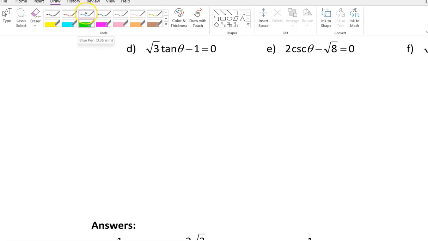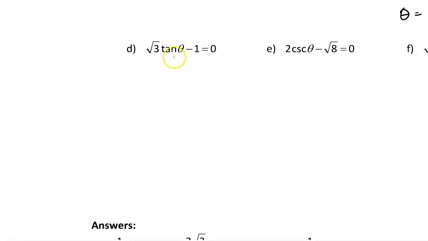One more thing is we actually need to isolate the tan theta first. So in this case, I'm going to send that root 3 to the other side and the negative 1 to the other side, and then do it in the right order. So root 3 tan theta is equal to positive 1, now the 1 was brought to the other side. Then I'm going to divide out the root 3 on both sides, and I get tan theta is equal to 1 over root 3.